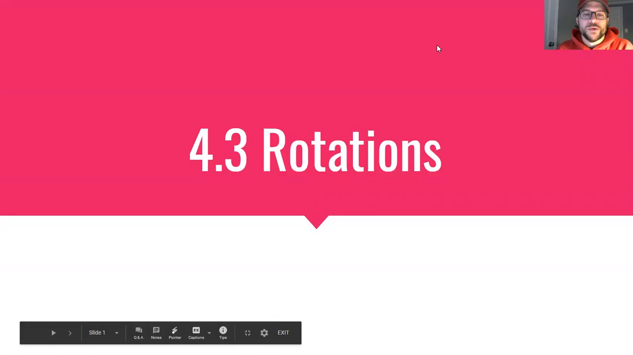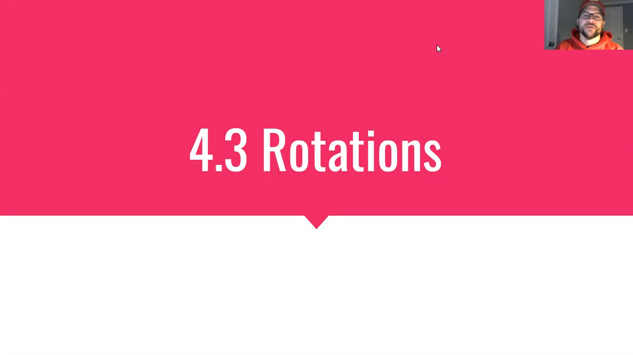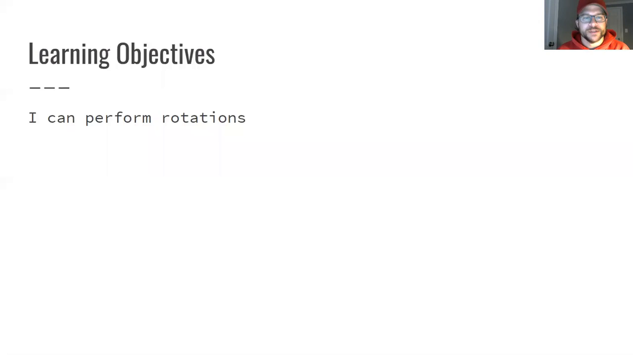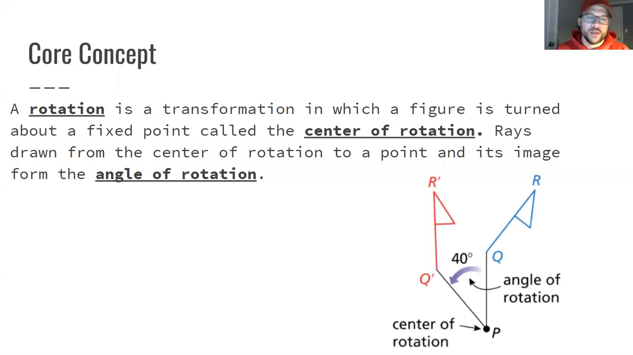Okay, this is a video tutorial on the Big Ideas Geometry section 4.3 titled Rotations. And your main objective is to be able to perform rotations, mainly in a coordinate plane. So we're going to be graphing objects, looking at a couple rules depending on the direction and distance of that rotation, and then graphing our new image.